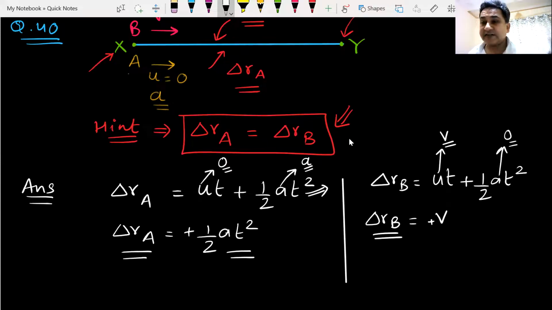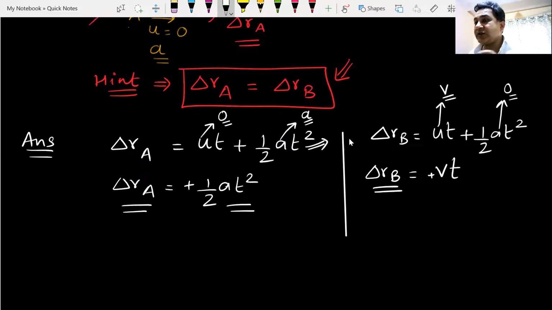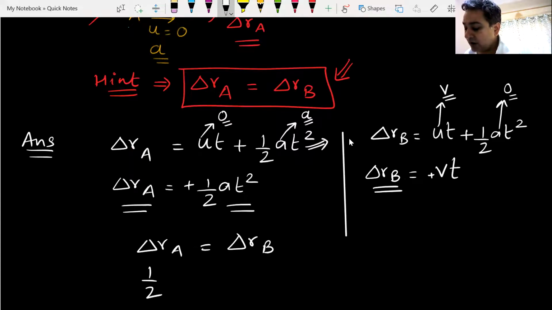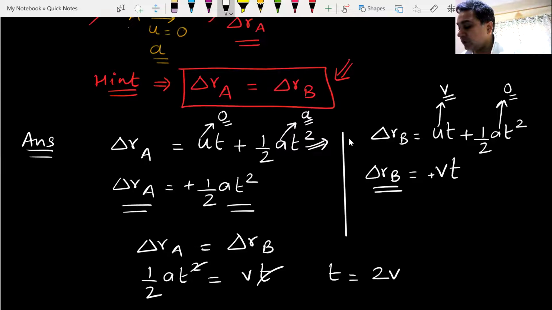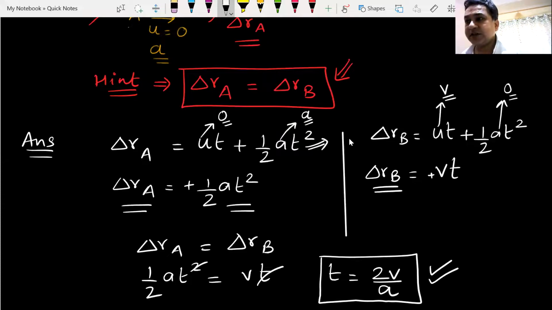Now both the displacements are same. You can equate both the displacements. So what do you get when you equate both the displacements? You will get the value for time t. So displacement of A must be equal to the displacement of B. Half at squared must be equal to v multiplied by t. One t can be cancelled out. So my t will be equal to 2v by a, and that is your answer to this question. Am I clear? How did I get this answer?